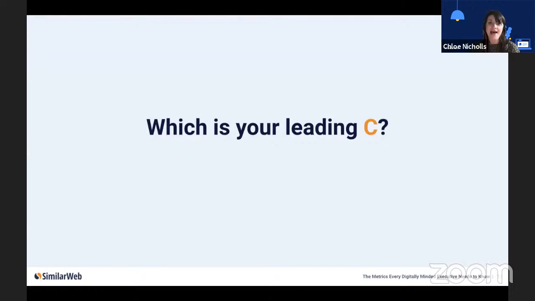So before we go into the examples, we have another poll. We would love to hear from you. What do you think is your leading C? So is it competitor analysis? Is it company? Is it customers? Is it category? Just to get a bit of an understanding of what you're thinking about at the moment.